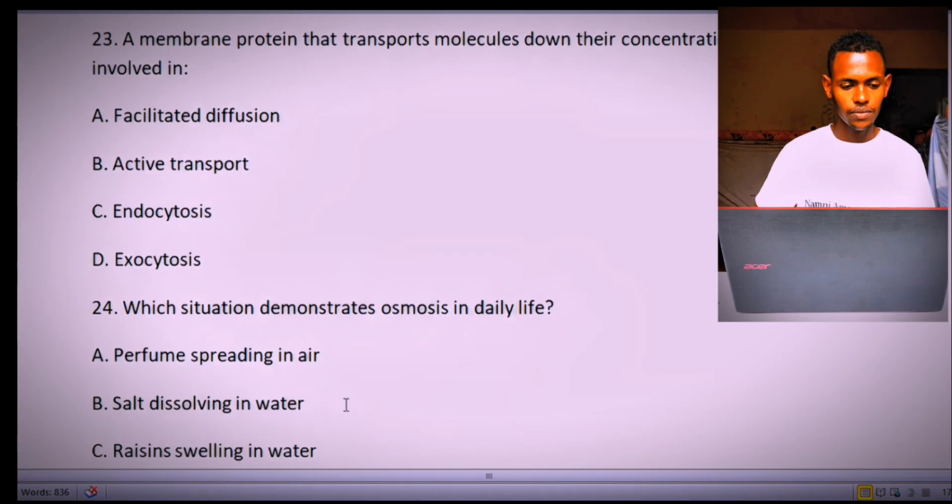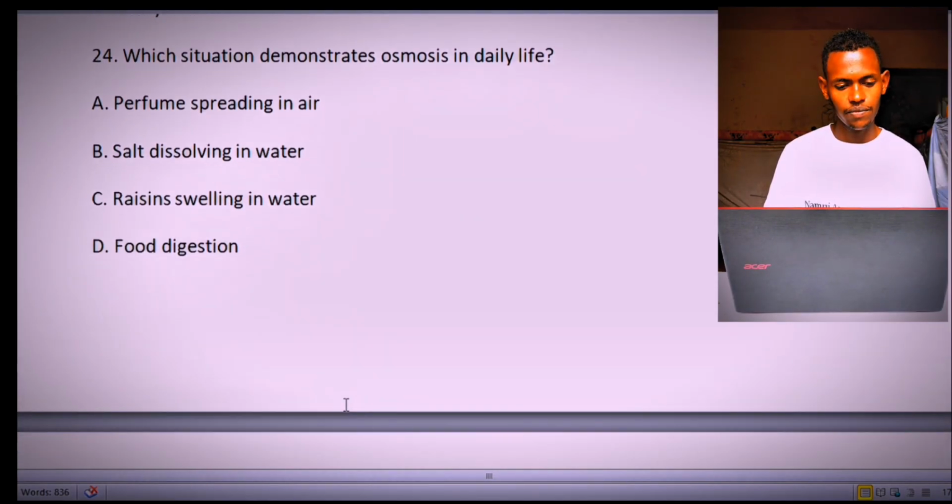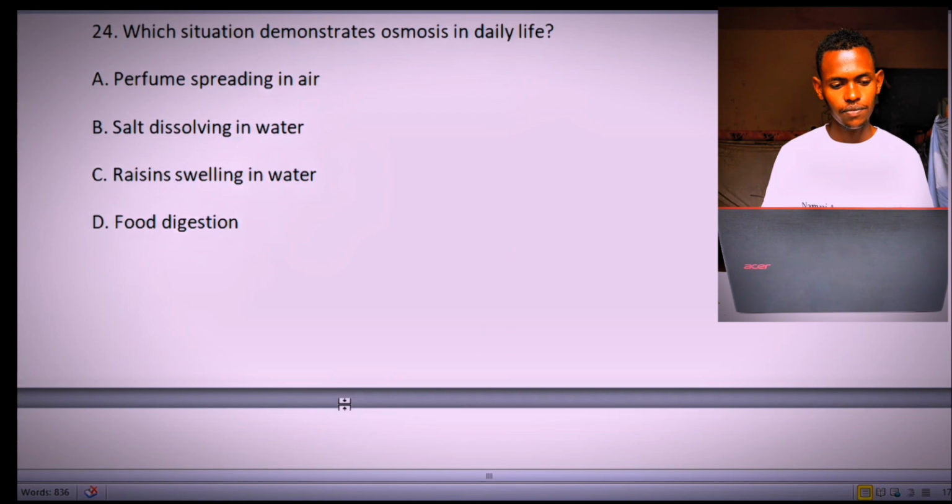24th question. Which situation demonstrates osmosis in daily life? A. Perfume spreading in air. B. Salt dissolving in water. C. Raisins swelling in water. D. Food digestion.